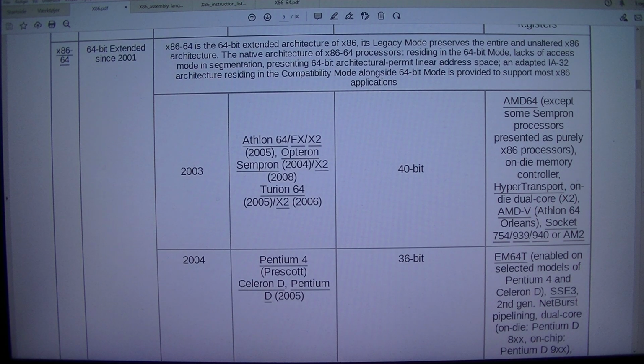x86-64, extended since 2001. x86-64 is the 64-bit extended architecture of x86. Its legacy mode preserves the entire and unaltered x86 architecture. The native architecture of x86-64 processors, residing in the 64-bit mode, lacks access to segmentation, presenting a 64-bit architectural linear address space. An adapted IA-32 architecture residing in the compatibility mode alongside 64-bit mode is provided to support most x86 applications. 2003 Athlon 64/FX/X2, 2005 Opteron, Sempron 2004/X2.